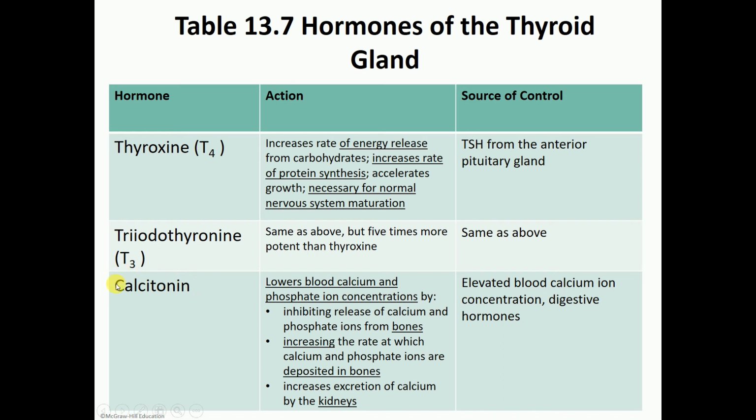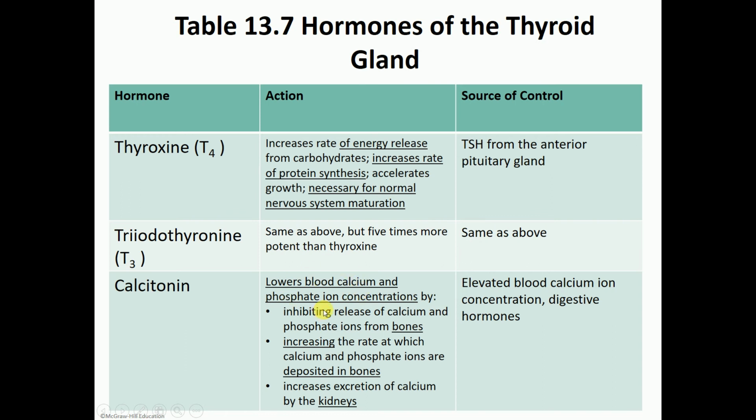Now, for calcitonin, the source of control of calcitonin is the blood calcium levels. When the blood calcium levels go up, so in the case of hypercalcemia, that is going to stimulate the thyroid gland to produce calcitonin. Calcitonin lowers the blood calcium and phosphate ion concentrations.